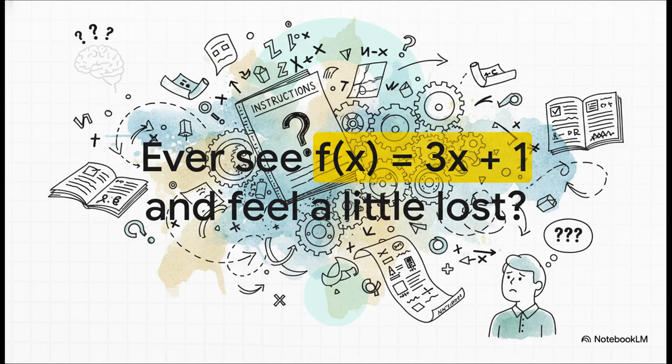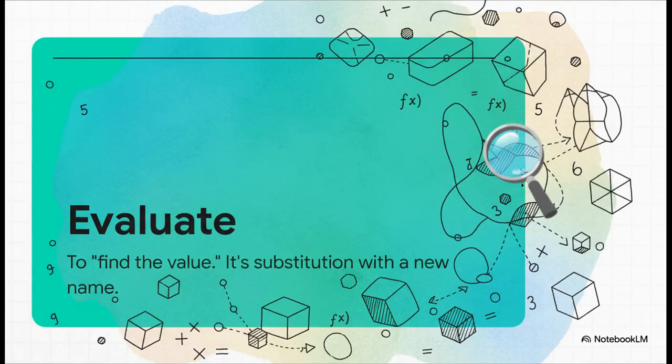It looks like a secret code, but it's really just a simple set of instructions. And the main instruction is that word, evaluate. It sounds so formal, right? But all it means is find the value. Seriously, that's it. It's just a fancy math name for substitution, something you've probably done a million times already.